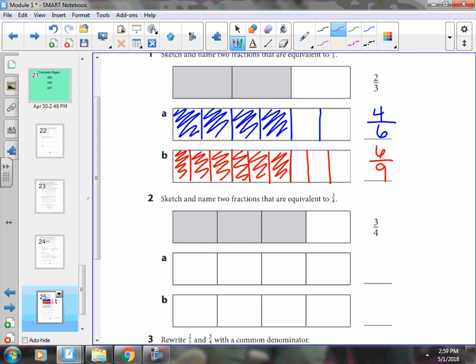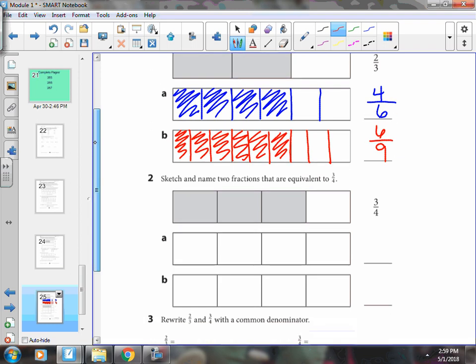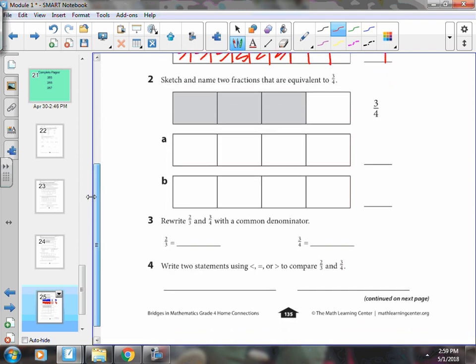You don't have to have exactly the same numbers as I did, but choosing something super easy like 2 over 2 or 3 over 3 or 4 over 4 is probably the best idea. Okay, some equivalent fractions to 3/4.